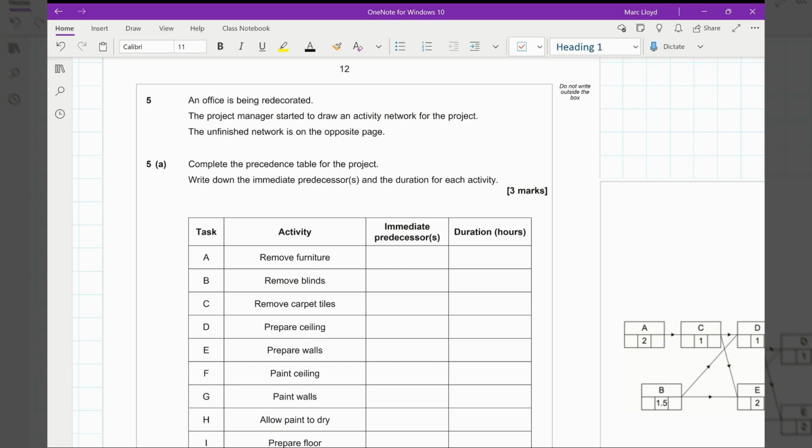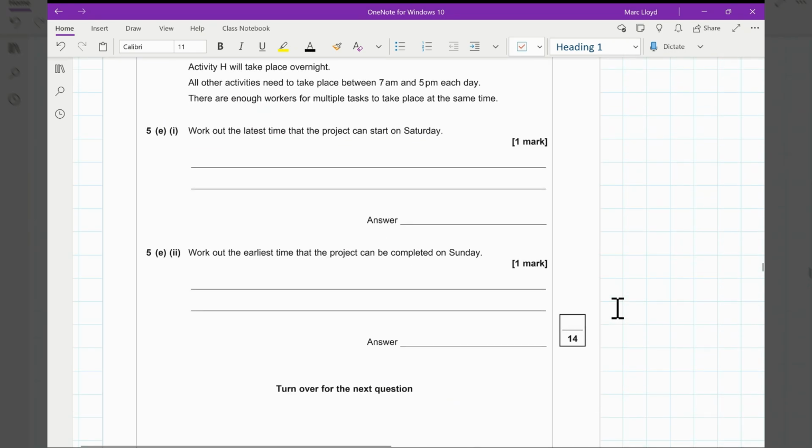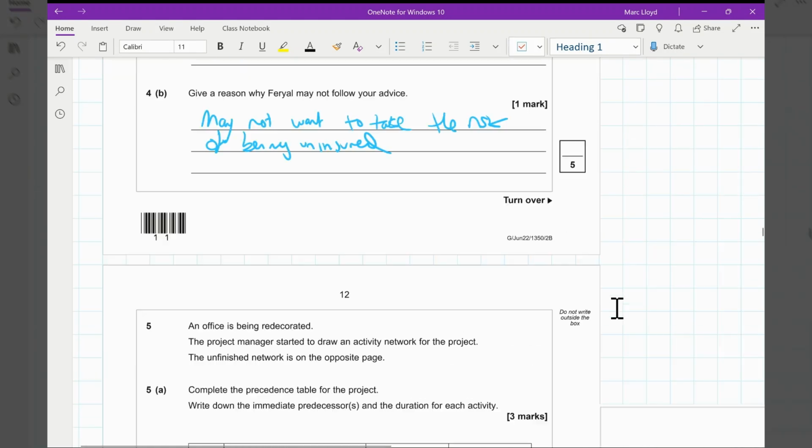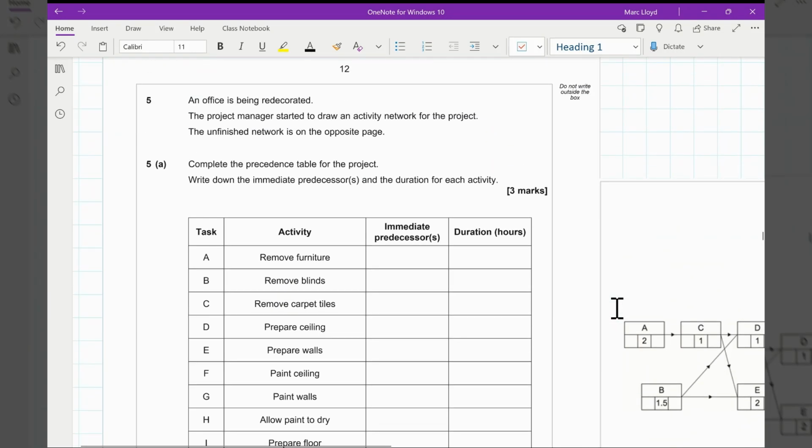Okay, question number 5. Team, let's go down and have a look at it. It's a big one. It's 14 marks. 15 marks is 25% of your paper. So there is a lot of marks here. So make sure you know your activity networks. Make sure you know your Gantt charts.